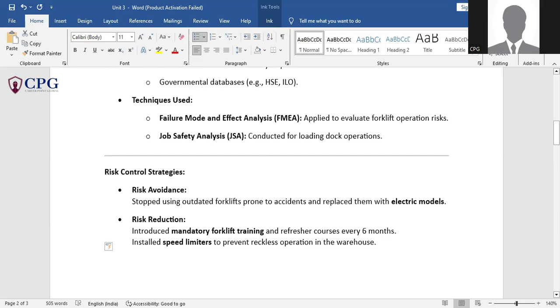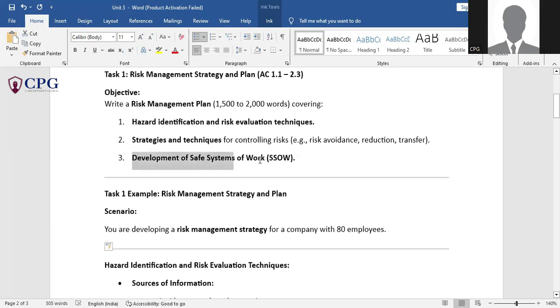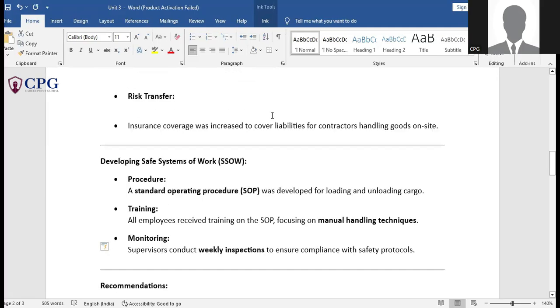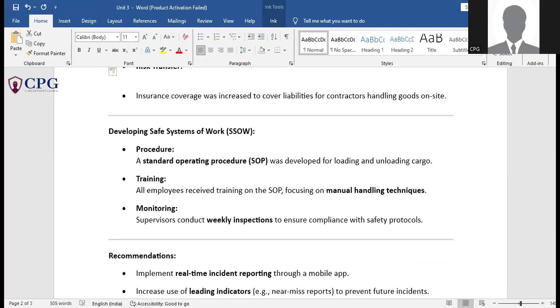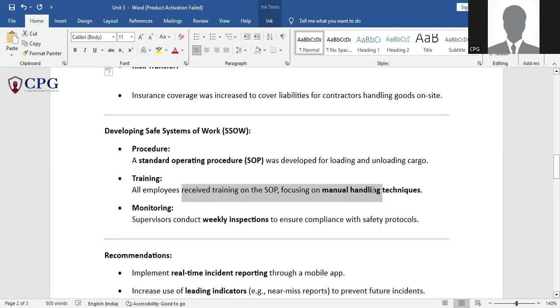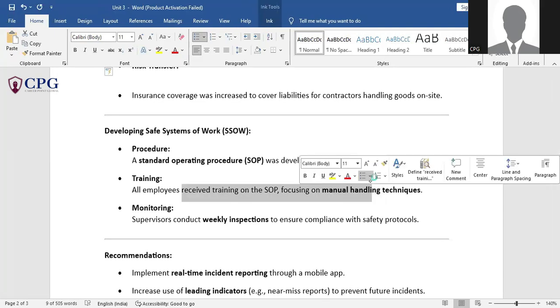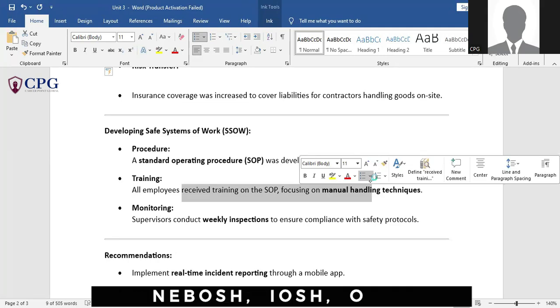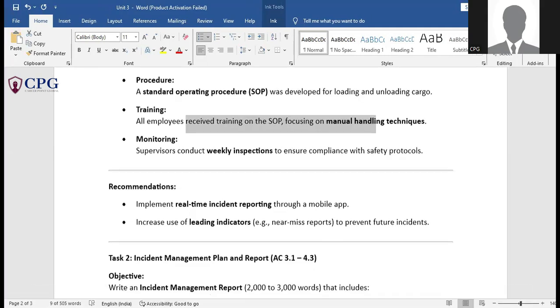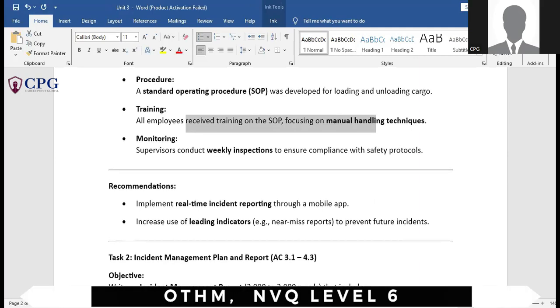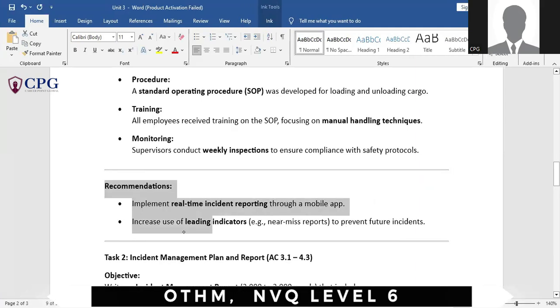Then the third one is development of safe system of work, SSOW. What are the safe operating procedures that you have developed at your company? Standard safe operating procedures like loading and unloading cargo, training the employees, weekly inspections. These are all standard operating procedures or standard safe systems of work that you have implemented at your company. If you have any kind of examples, you can use them. And then recommendations. So this is how you have to complete your task one.